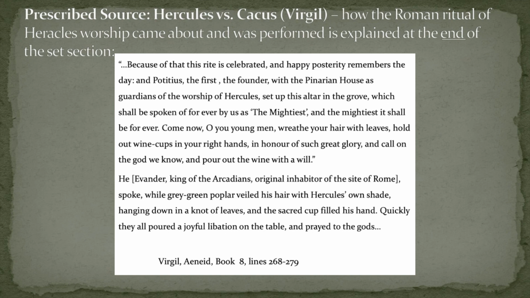Wreathe your hair with leaves, hold out wine cups in your right hands in honour of such great glory, and call on the god we know, meaning Hercules, and pour out the wine with a will. He, Evander, king of the Arcadians, original inhabitor of the site of Rome, spoke, while grey-green poplar veiled his hair with Hercules' own shade, hanging down in a knot of leaves, and the sacred cup filled his hand. Quickly they all poured a joyful libation on the table and prayed to the gods. So that's at the end of the set section, Virgil's Aeneid, Book 8, lines 268-279. Let's look at this a bit more closely.